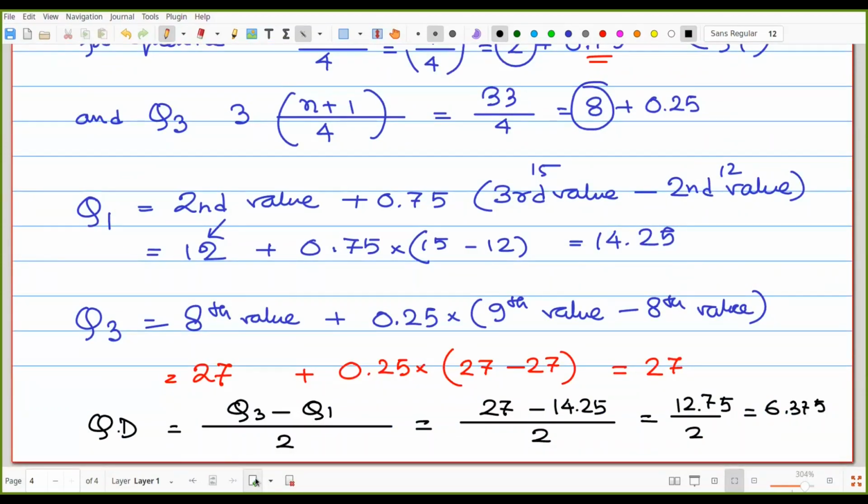Okay. Now some merits and demerits of the quartile deviation. So, merits of quartile deviation.